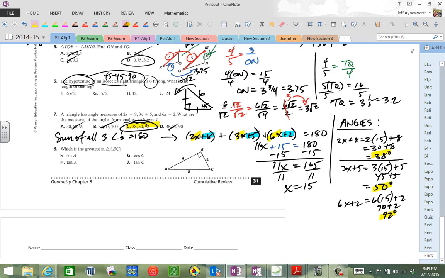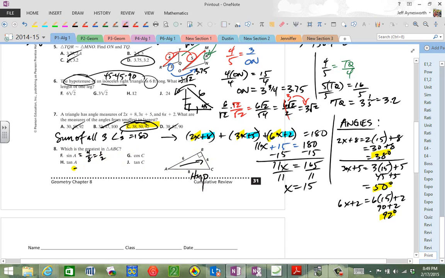Okay, what's the greatest? Well, I don't know. Let's figure these out, and then we'll figure out what the greatest is, right? So sine of A is 4/8. So 4/8 is equal to 1/2. Tangent of A is 4/6. So 4/6 is 2/3. That's bigger than a half. Cosine of C is 4/8, 1/2. Tangent of C is equal to 6/4, and that's equal to 1.5. So the answer's got to be J, tangent of C.